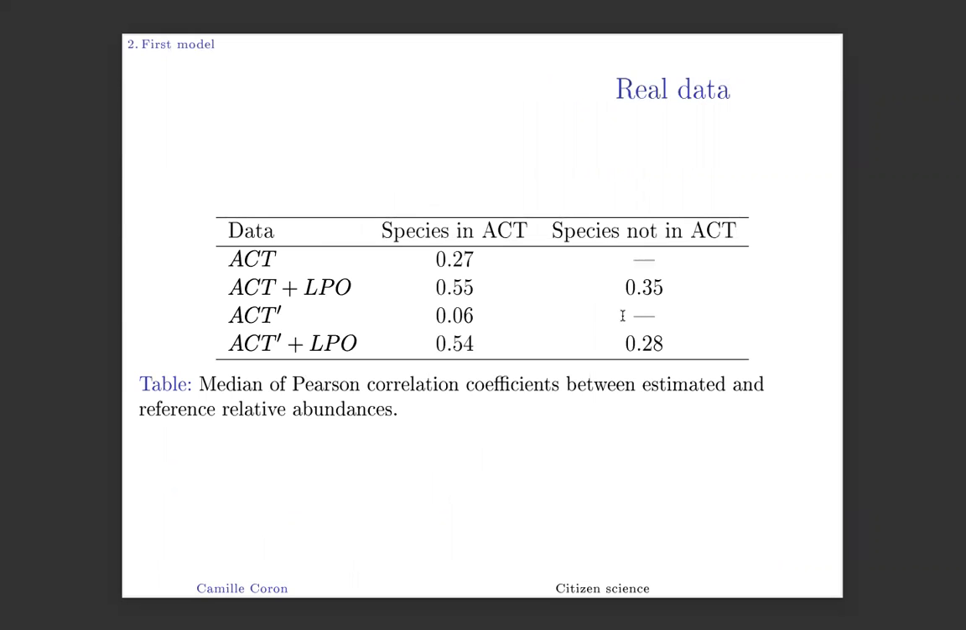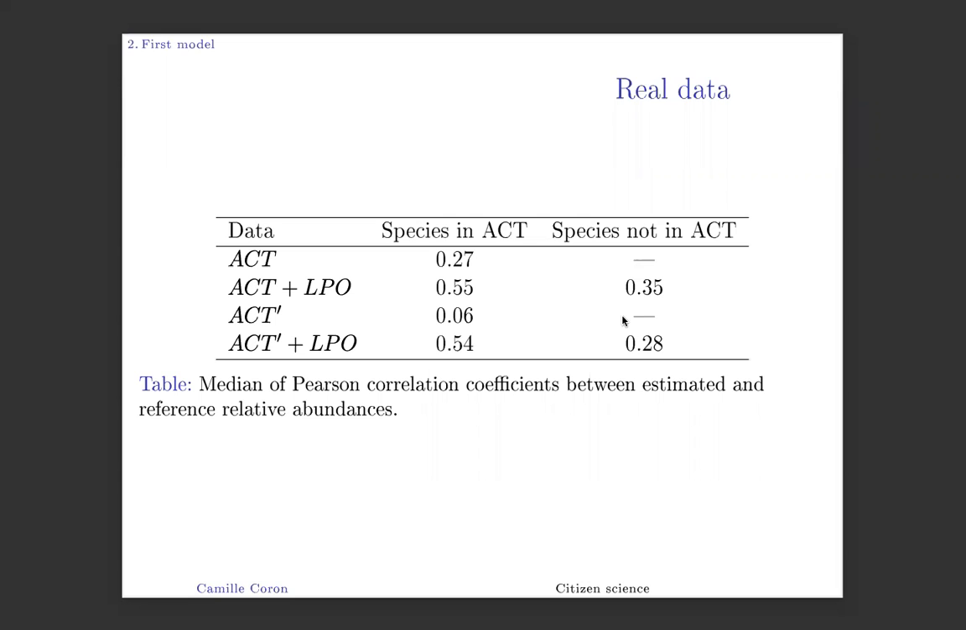For real data now, here I will show an illustration of the theorem, but using real data. For the moment, let us focus only on the first two lines here. Here I give the median of the Pearson correlation coefficients between the estimated and reference relative abundances. What do I mean by the reference relative abundances? These are the estimations that we can make using the third data set. These numbers are between -1 and 1, and the higher they are, the better our estimate.